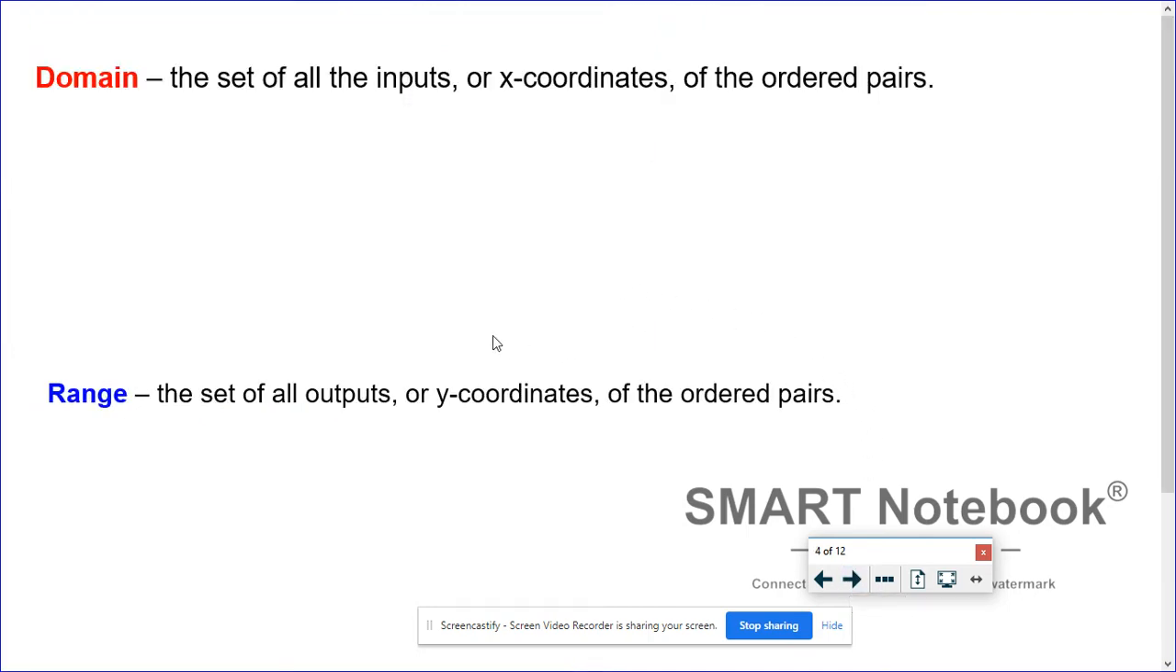Couple more definitions. Domain is the set of all inputs or x coordinates of the ordered pairs. Big thing you want to remember is domain is x. It's all the x values. Range is the set of all outputs or y coordinates of the ordered pairs. So range, what you got to remember is y.